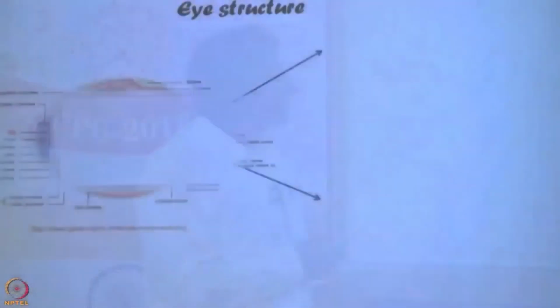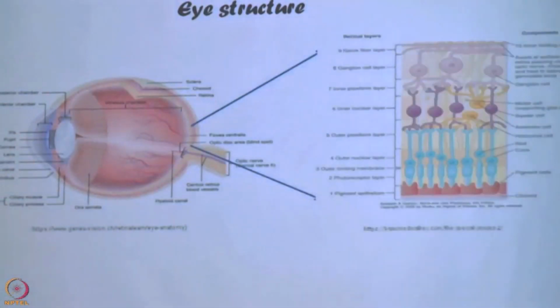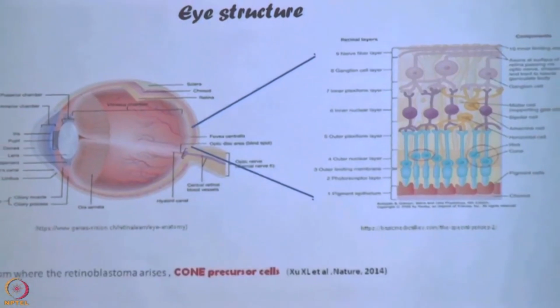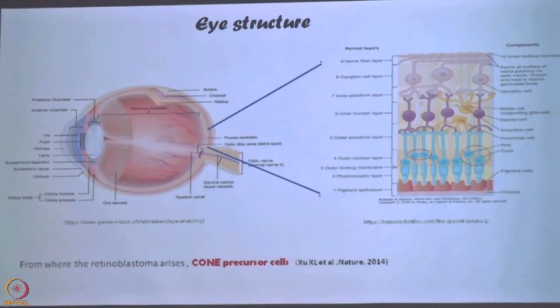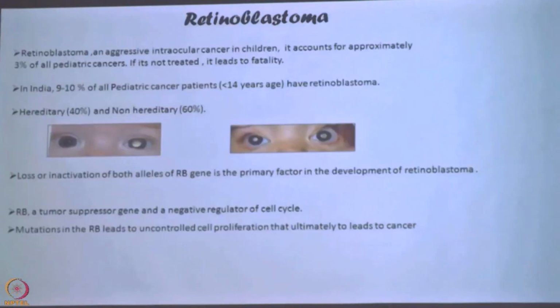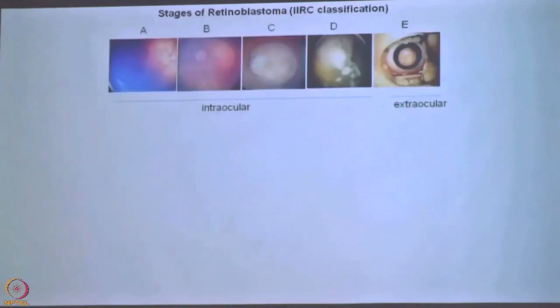Now, people are still thinking about where it gets its start, and recently a paper in 2014 came out saying it mostly starts with the cone precursor cell. So, a little bit of evidence has come. Below 14 years of age, non-hereditary is 60% and hereditary is 40%. So, it is a wonderful model system to study cancer where genetics is involved and environment is also involved, but no one has any answer.